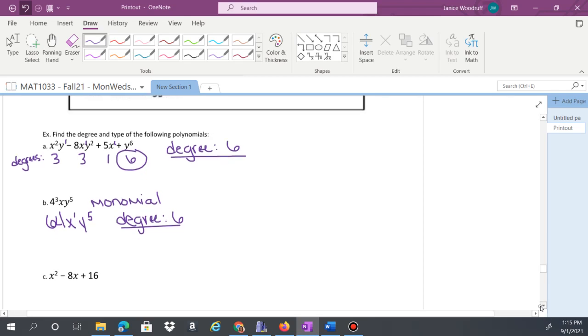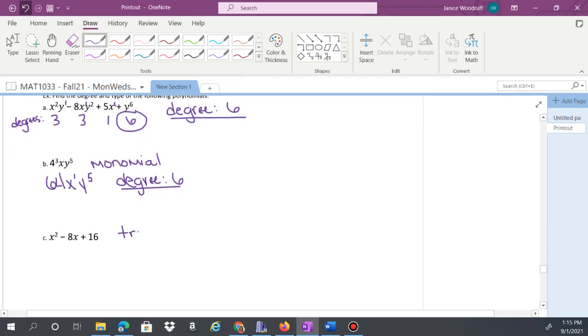And then C, what type of polynomial is it? Trinomial. It's 3 terms. Then the degree on the x term is going to be 2. Then the degree on 8x, that's just x to the 1st, so that's 1. What's the degree on 16? 0, because it's just a constant. So the degree of this whole trinomial is 2, the biggest one. Okay, so you'll be asked questions just about the polynomial, and then we're going to do some simplifying.